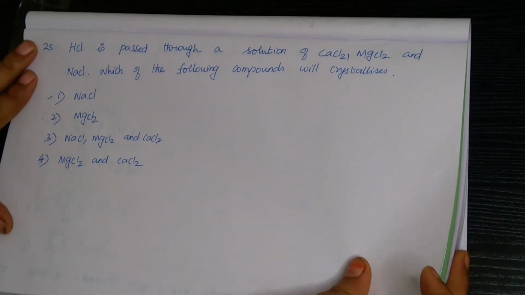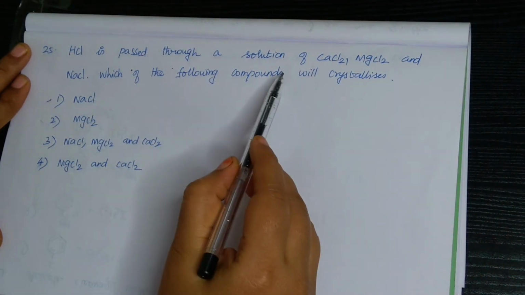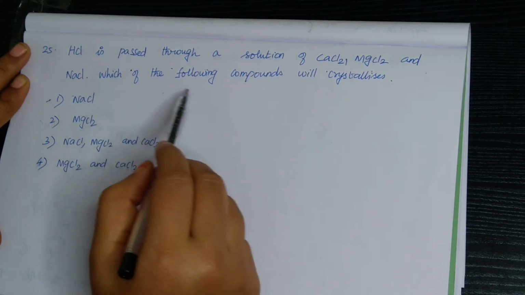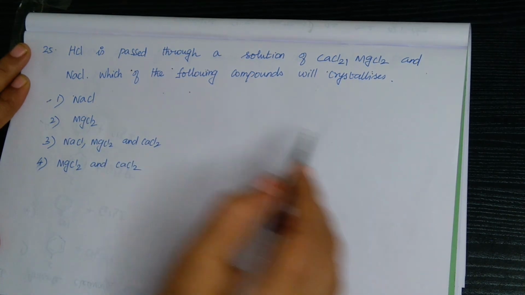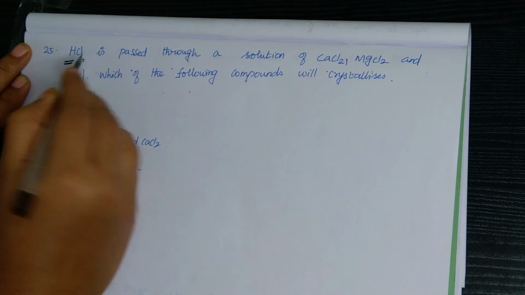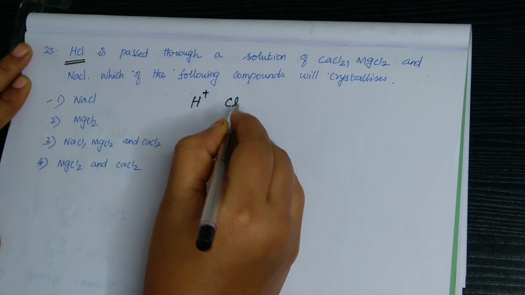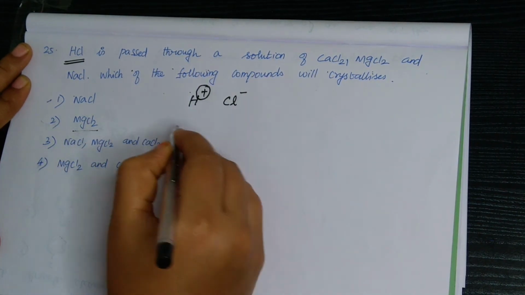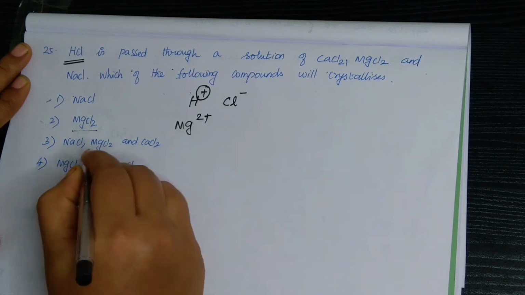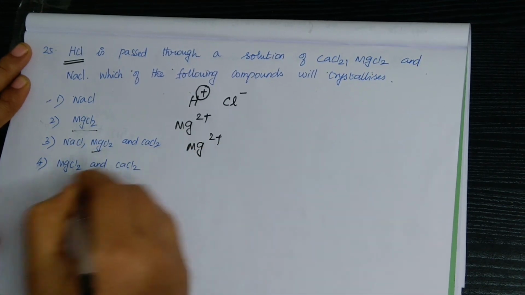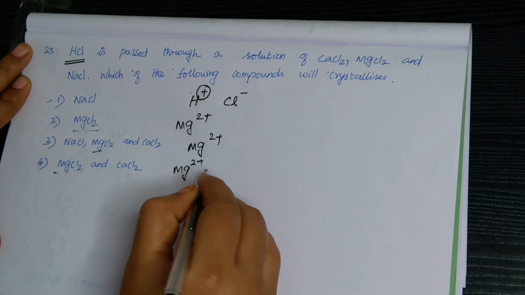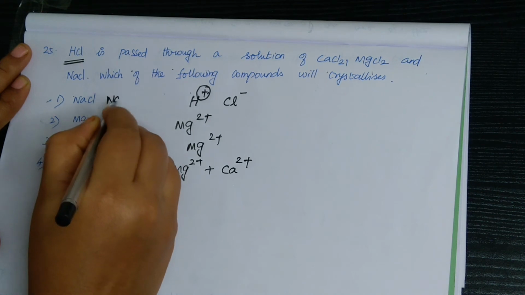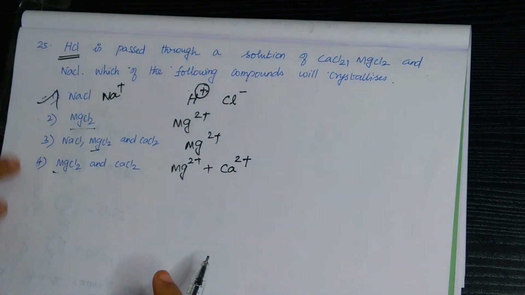Next question. HCl is passed through a solution of CaCl2, MgCl2 and NaCl. Which of the following compounds will crystallize? So this is kind of a direct question. See, in this HCl we have H+ and Cl-. So the charge on the cation is plus. Here MgCl2, the charge on the cation is Mg2+. Again Mg2+. And Ca2+. So only one charge on the cation. Here we have Na+. So NaCl will be crystallized.